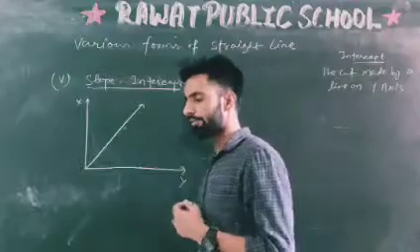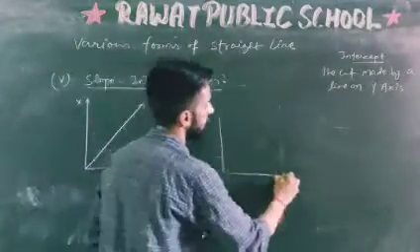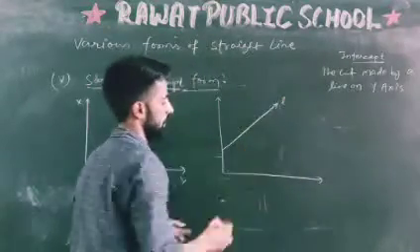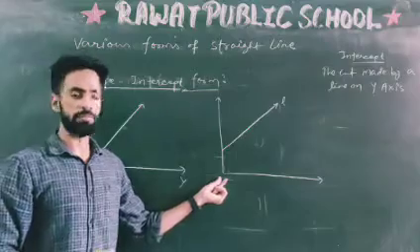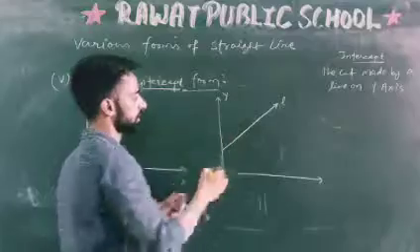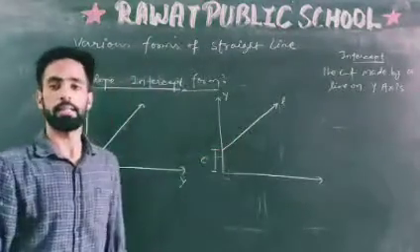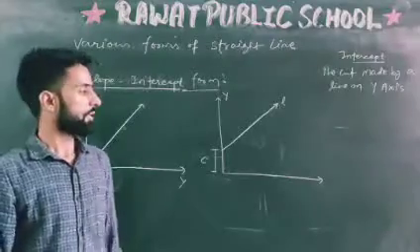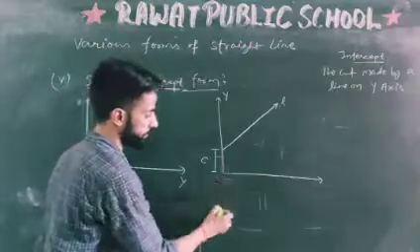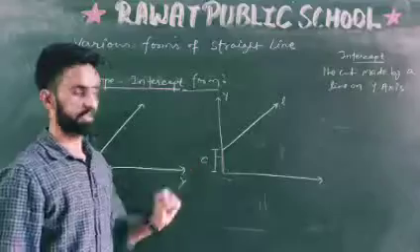If the line is not passing through the origin, and instead passes through some point at some distance on the y-axis, then this distance is called c. That means the intercept of the line. This c can be positive, and it can be negative if our line passes through the negative y-axis. So this is called the intercept.